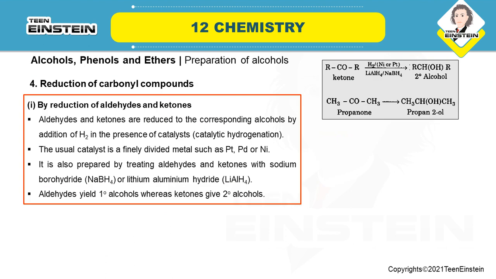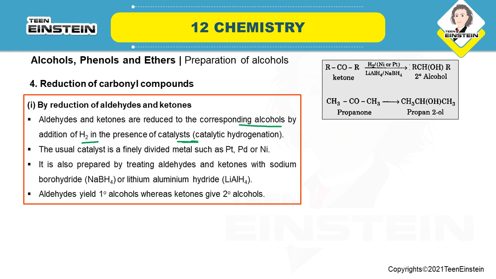Number 3 was hydration, where we have seen direct hydration, indirect hydration, and lastly hydroboration oxidation. Number 4 is reduction of carbonyl compounds. When we talk about reduction, first we will see reduction of aldehyde and ketone, because reduction of some other carbonyl compounds is also possible. The first point is reduction of aldehyde and ketone. They are reduced to the corresponding alcohol by the addition of H2 in presence of a catalyst, and this method is known as catalytic hydrogenation.